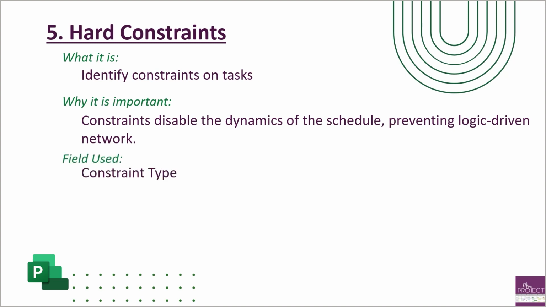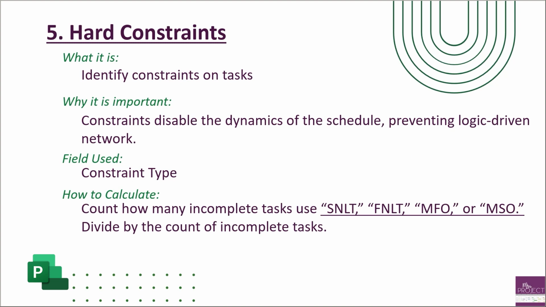We're now finally out of looking at just the predecessors and successors field. The field we're going to look at is constraint type. In here, to calculate it, you're going to count how many incomplete tasks use the start no later than, finish no later than, must finish on, and must start on. The start no earlier than and finish no earlier than are soft constraints, just like the start no later than and finish no later than. However, in this metric, DCMA does say the start no later than and finish no later than are part of the constraints because it is limiting how far right your schedule can push out.